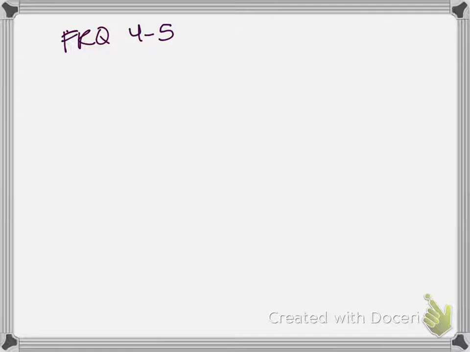Inside the launcher, the dart rests on a platform with negligible friction, and a compressed spring is released to push the dart out of the launcher. Assume air resistance is negligible. And then up there you've got your y and x axes. X is out to the right and y is straight up.